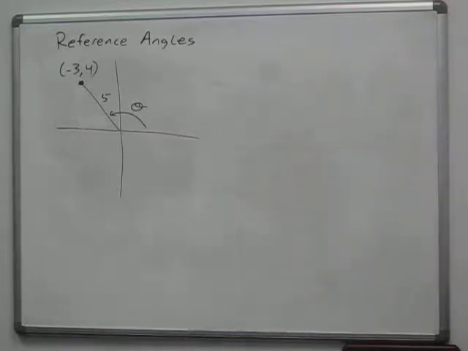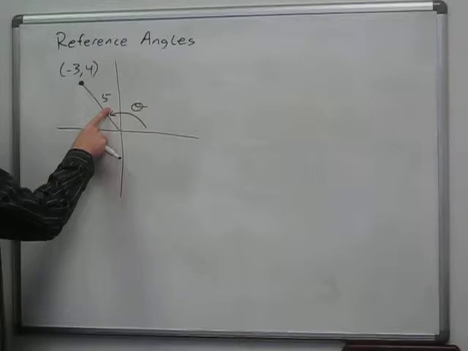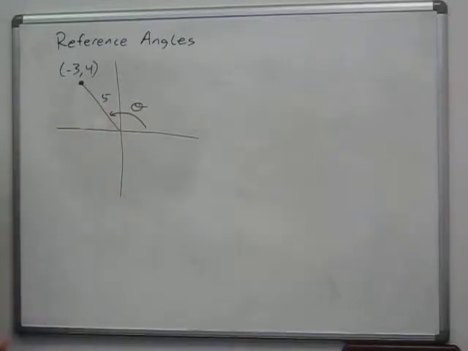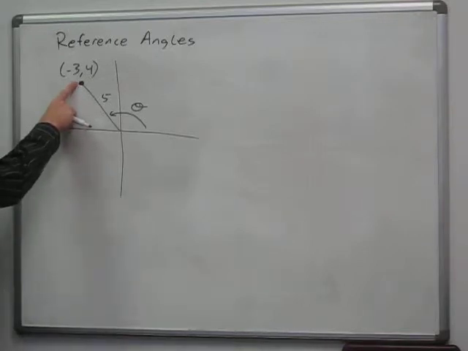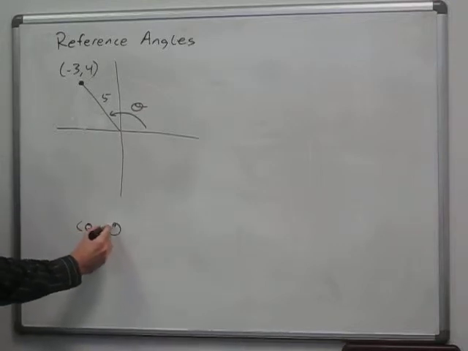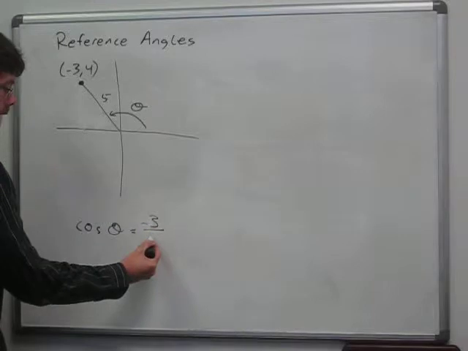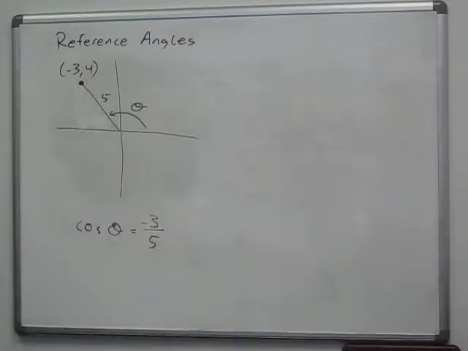In this video, I want to talk about the idea of using reference angles to evaluate trig functions in any quadrant. On the board, I've drawn an angle theta that lies in quadrant 2, and we rotated an arm of length 5, and the corresponding point here is (-3, 4). So we know that cosine of theta is the x-coordinate over the radius, which here is -3/5.